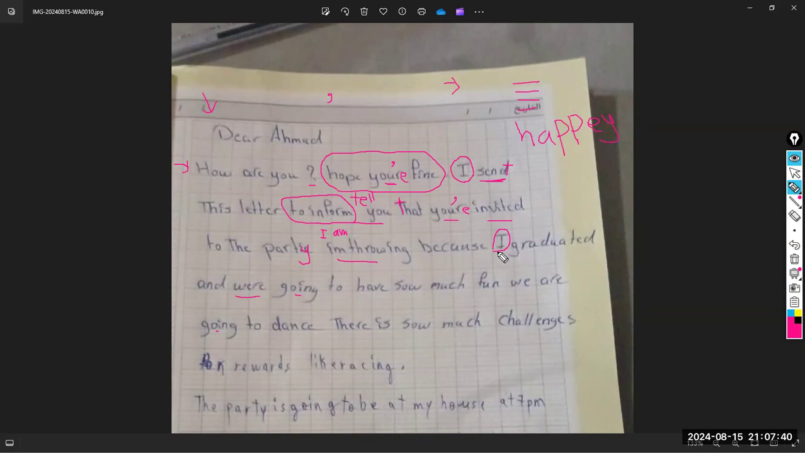We are. I don't know what's my problem with this R. So there is one missing word. Yeah. So I graduated and we were going to have snow. To have what? To have what?